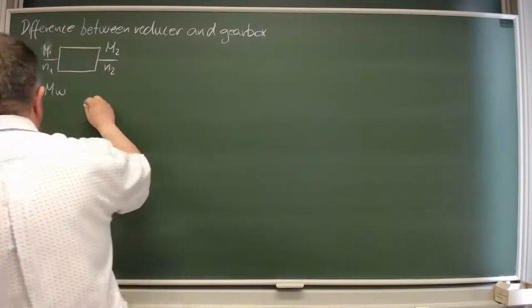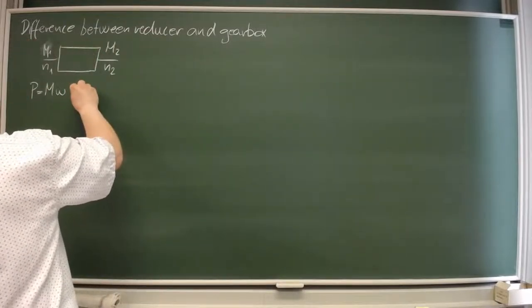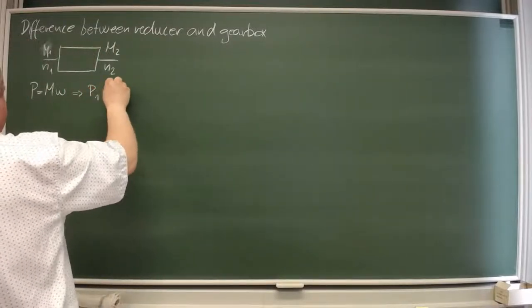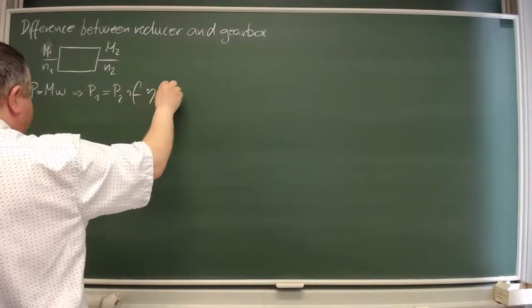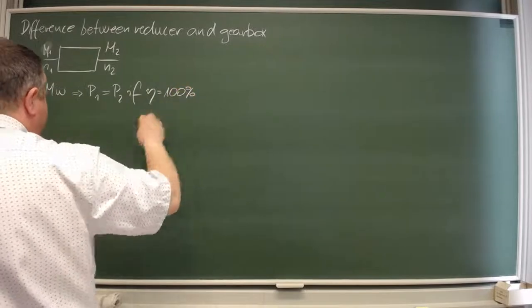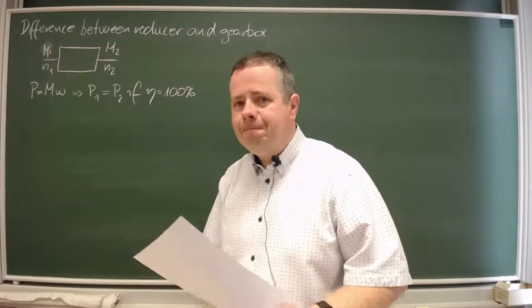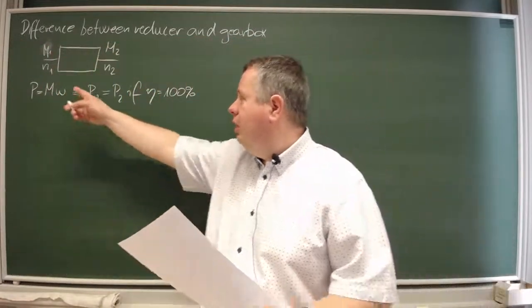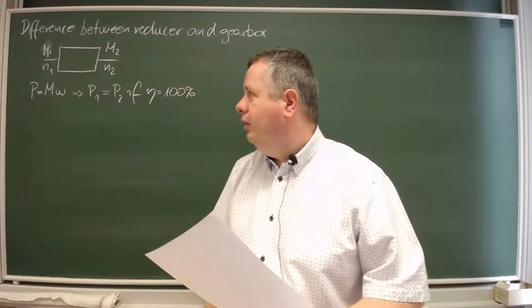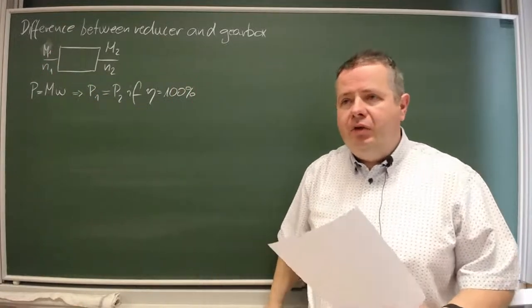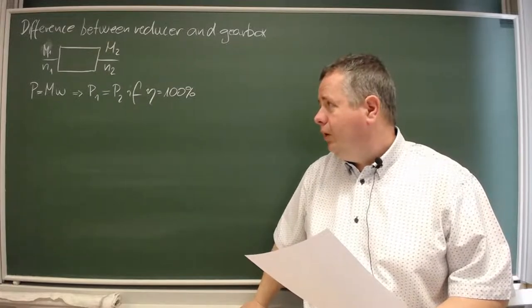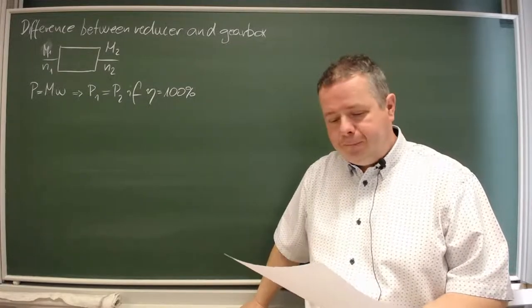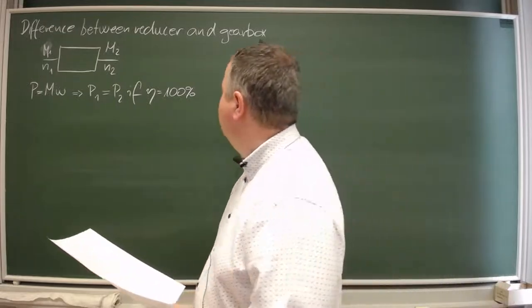And let's say P1 equals P2 if efficiency eta is, let's suppose, 100% for sake of simplicity. So what is changing the torque and the angular velocity, or the number of rotations per minute? Okay, so what's the difference between reducer and gearbox?